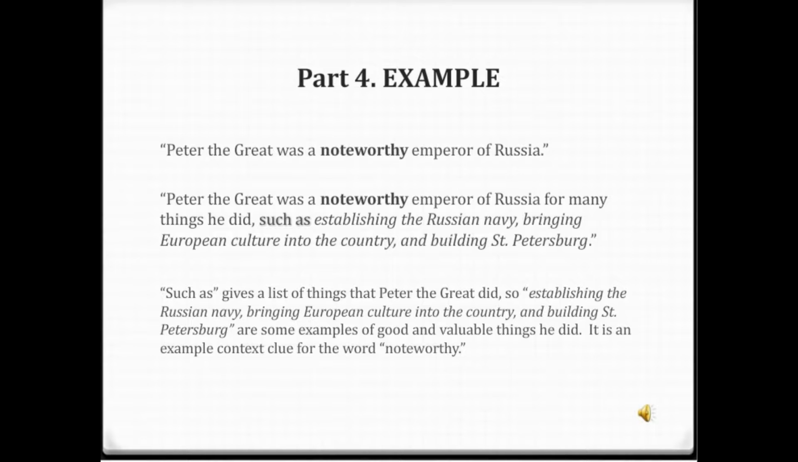Petersburg are some examples of good and valuable things he did. It is an example context clue for the word noteworthy. Therefore, we can conclude that noteworthy probably means outstanding and significant. Words that indicate examples are such as, like, including, for instance, for example.